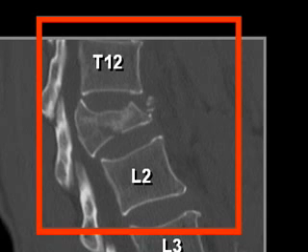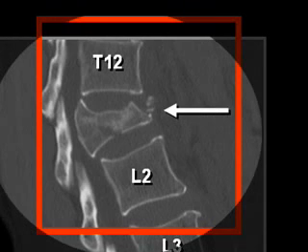In this individual who jumped from the top of a 12-foot ladder and landed on his feet, we can see that there is, in fact, a burst fracture of L1, in which the anterior aspect to which the white arrow is pointing is markedly diminished in height, and there is retropulsion of posterior fragments into the spinal canal.